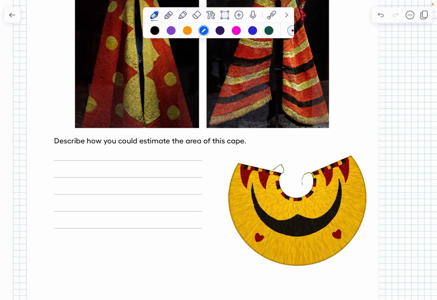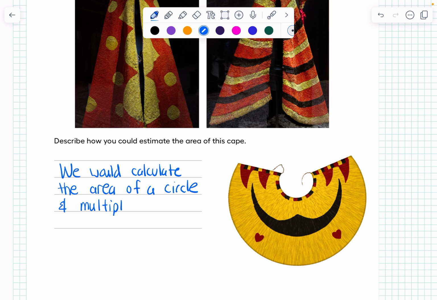So this is what we're going to do. We would calculate the area of a circle and multiply that answer by 3/4 or 0.75. Either of those numbers would be great, and that would find 3/4 of whatever answer it is.